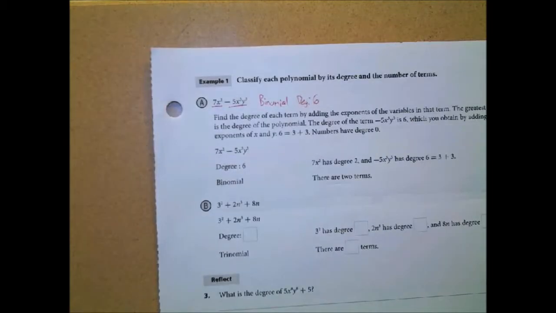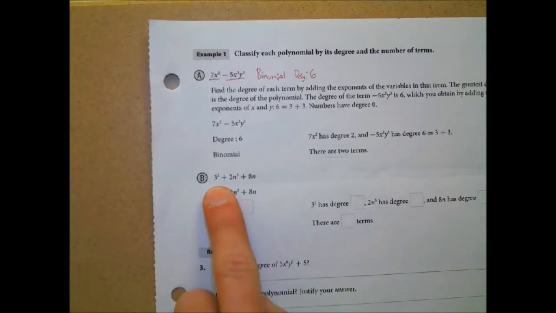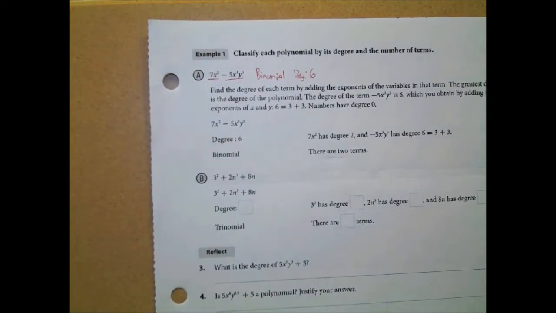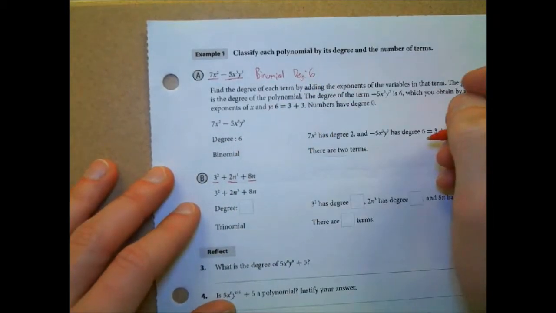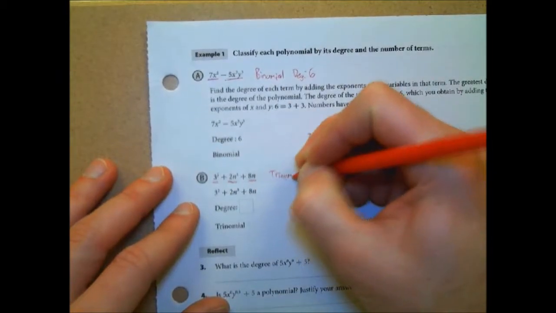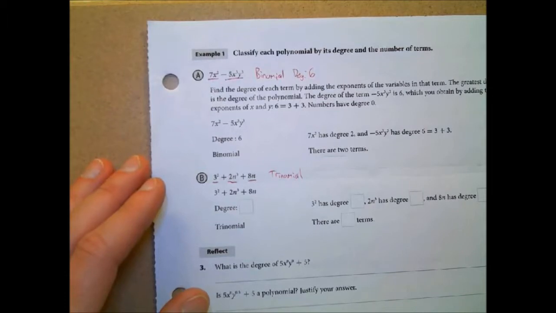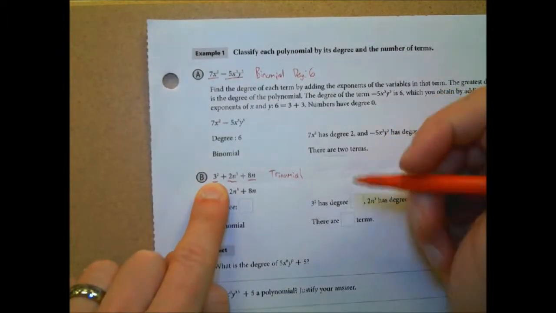Let's keep going here. Letter B. All right, let's go to Dylan. Dylan, letter B. How many terms do we have here in letter B? 3. So this is classified as a what kind of polynomial? Trinomial. Okay, very good. And let's go to, let's see here, Kendall. Kendall, what's the degree of this right here?